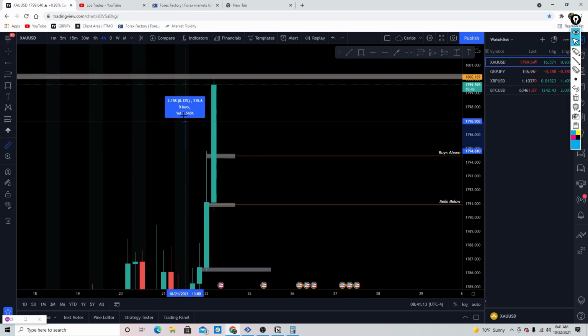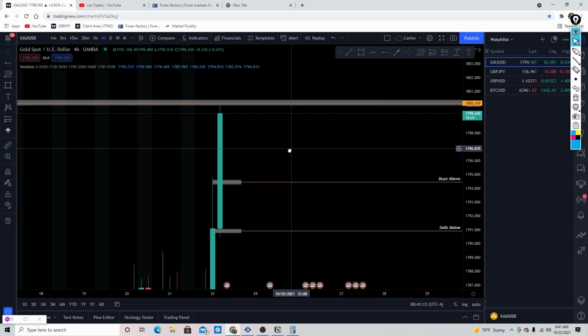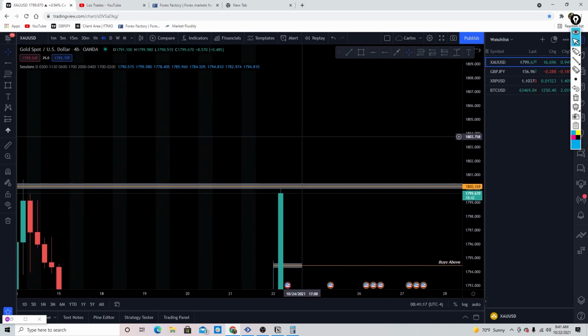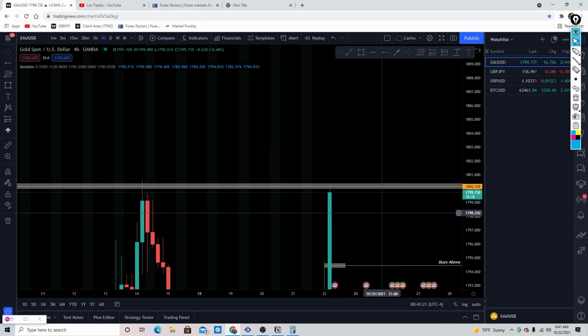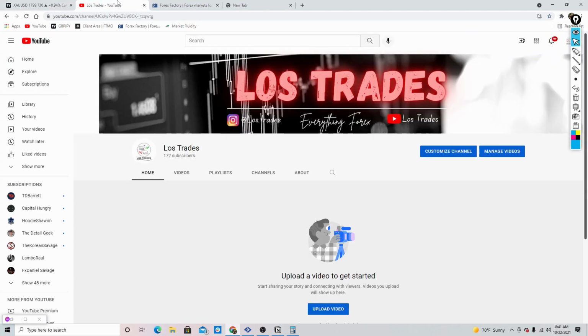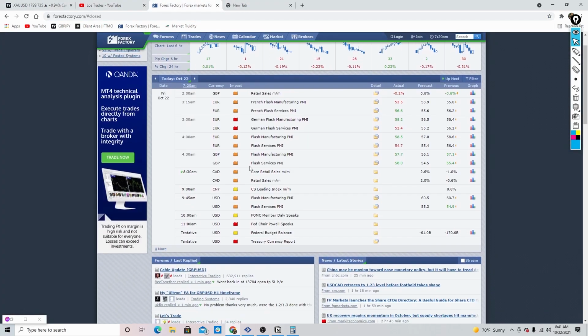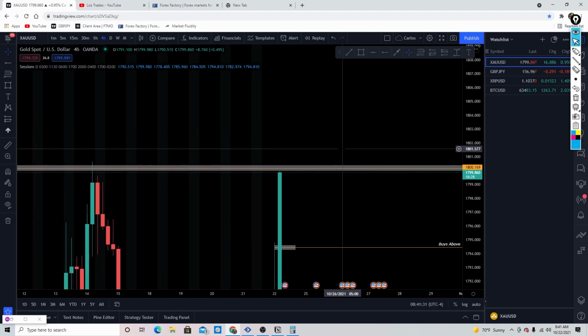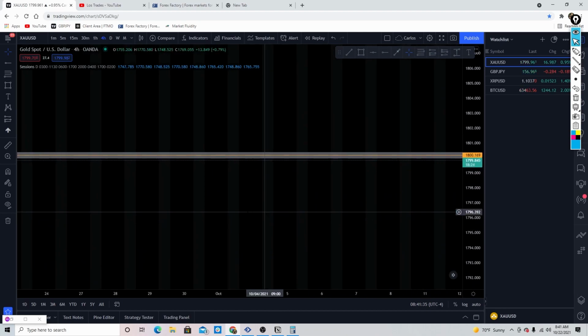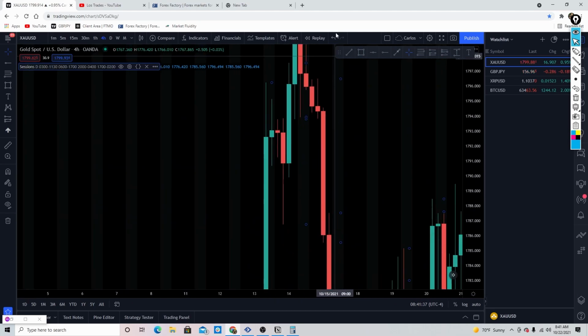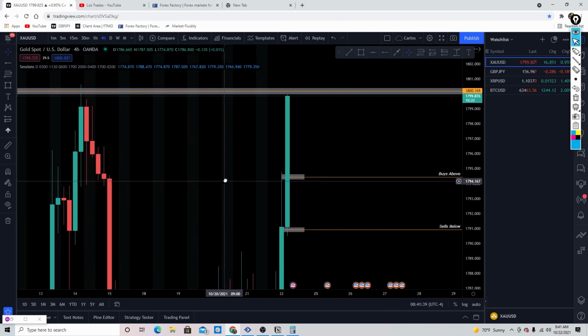Really, can't chase the move, because unless this 4 hour closes within this range, the next 4 hour could wick down and break the high. But it's unlikely because we do have news at 9:45 a.m. So we'll see what happens. Currently reacting to this 1800 level, which is a pretty strong level. As you can see, it rejected it here, and then it just continued going down.